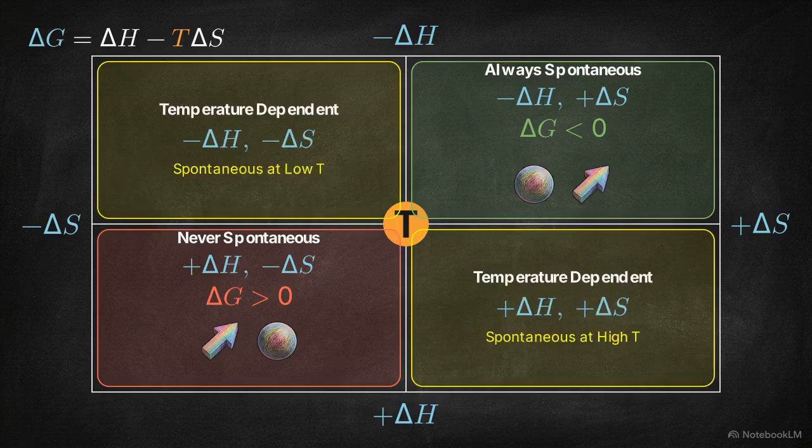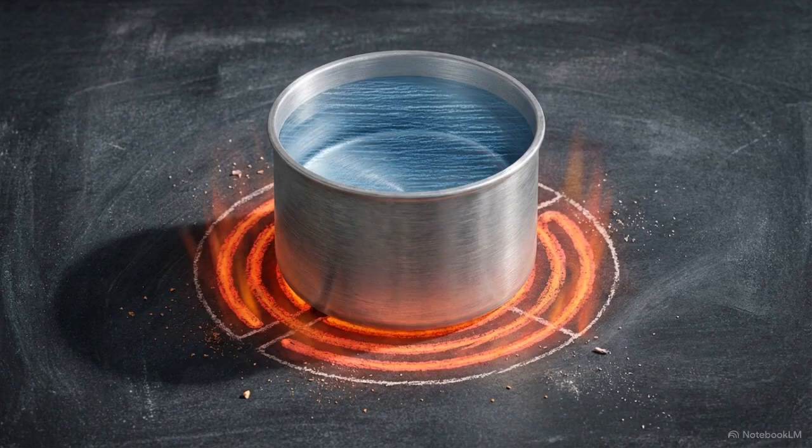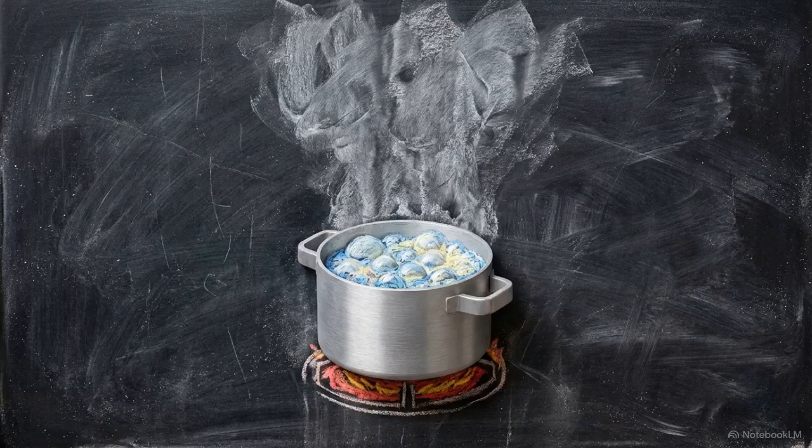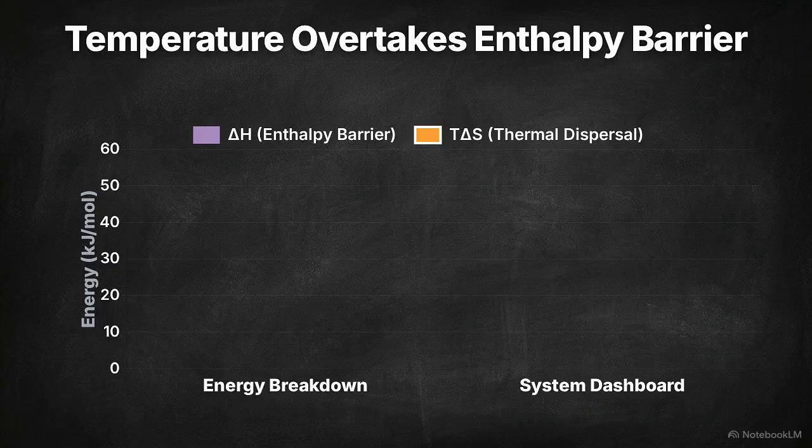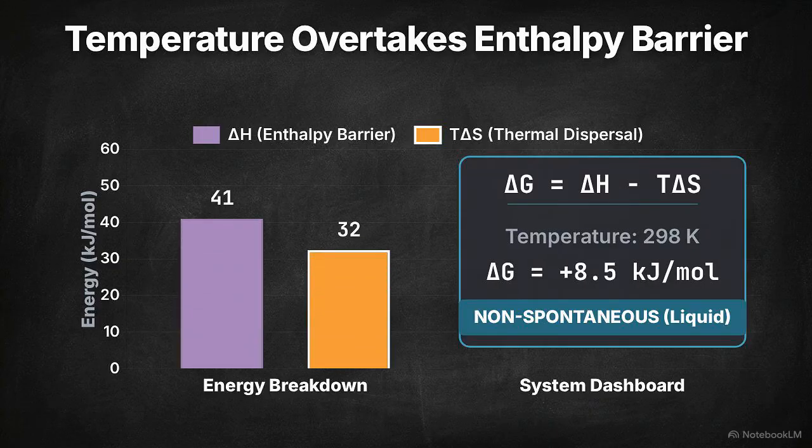In the remaining two quadrants, the signs of enthalpy and entropy match. In these cases, temperature determines which of the two variables dictates the final output. Consider the physical act of boiling water. Boiling requires absorbing heat, yielding a positive delta H, but it results in massive energy dispersal as liquid becomes steam, yielding a positive delta S. At room temperature, the enthalpy term mathematically outweighs the temperature times entropy. Delta G remains positive, and the water stays liquid.